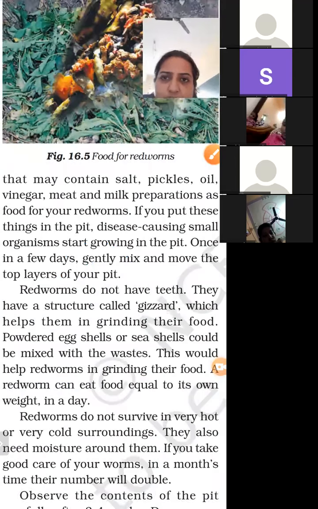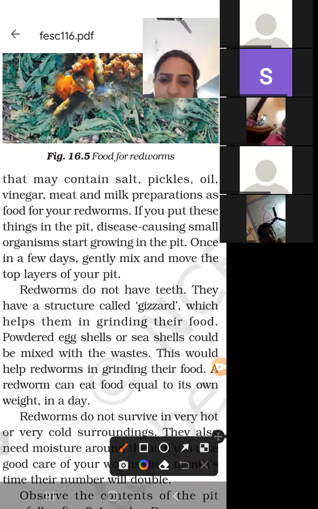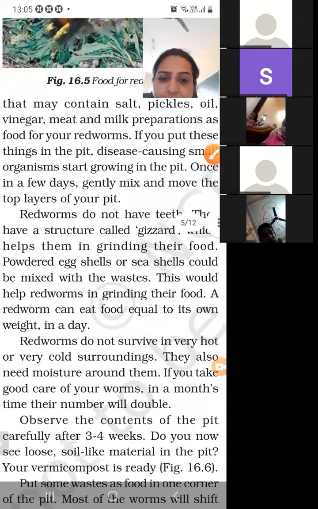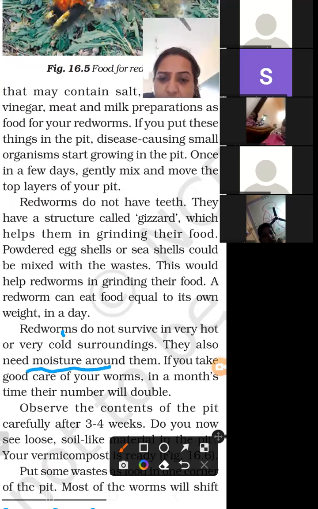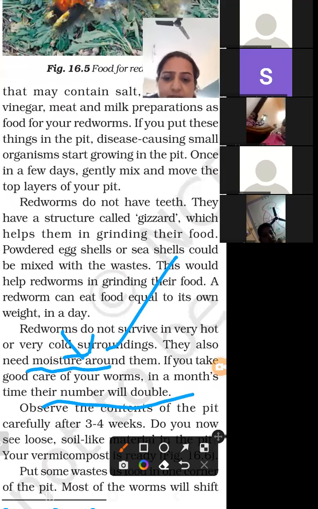And how much food do the red worms eat? Equal to their weight in a day. इक्वल टू इट्स वेट इन अ डे, एक दिन में अपने वेट के बराबर वो खाना खाते हैं. And red worms always grow in moisture. And how can you take care of red worms? If you keep the red worms in moisture, their number will double.